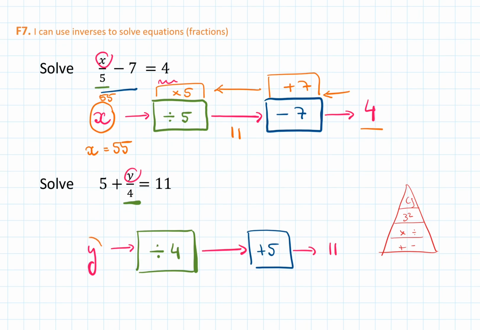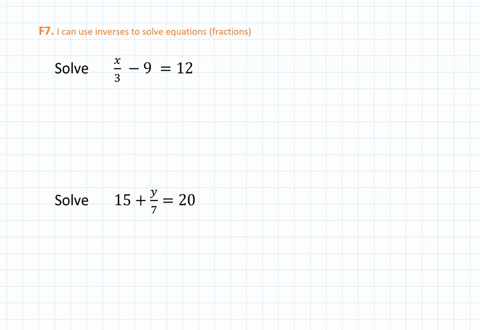As we did before, we can work backwards to find y, starting from 11, using our inverse operations. 11 take away 5 will be 6. 6 multiplied by 4 will be 24. Therefore y equals 24. Now you can test if you understood. Pause the video here and have a go at these two questions yourself.